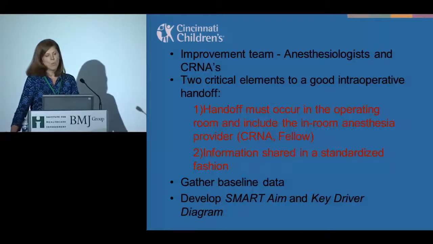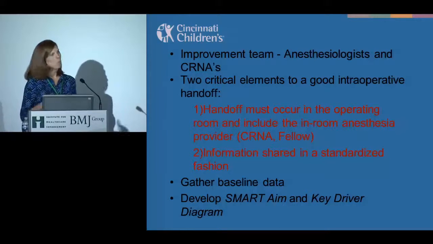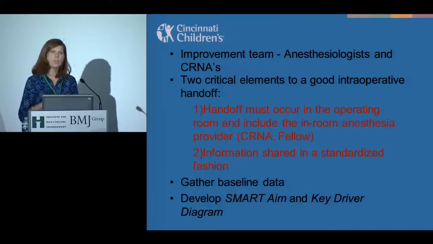The first step was to put together an improvement team which consisted of several anesthesiologists as well as several nurse anesthesia providers. And we all sat down together and we tried to come up with what are the most important components of a good intraoperative handoff, and we really found two critical elements. One was we felt that the handoff must occur in the operating room and it had to include that in-room anesthesia provider. And number two, we felt that the information had to be shared in some sort of standardized fashion.